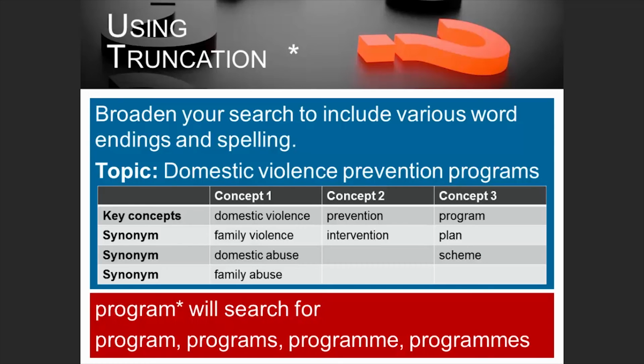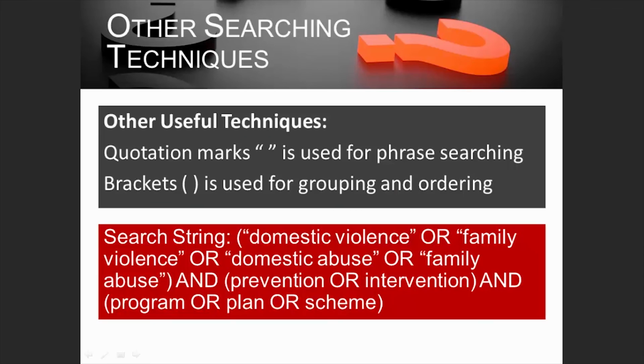To refine our search, you may choose to truncate the word program to retrieve results that include the plural form or alternative spellings of the word as shown in this example. The reason we use quotation marks around searches that contain more than one word is so it will be searched as a phrase, with the 2 words appearing together as opposed to appearing separately in a resource.